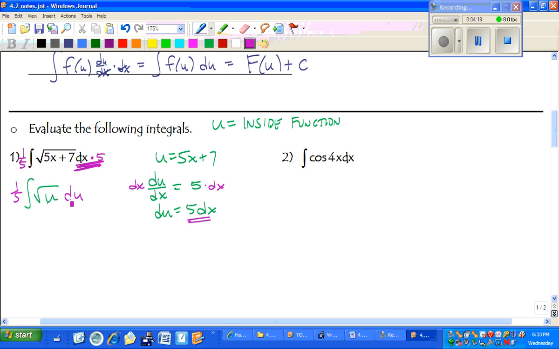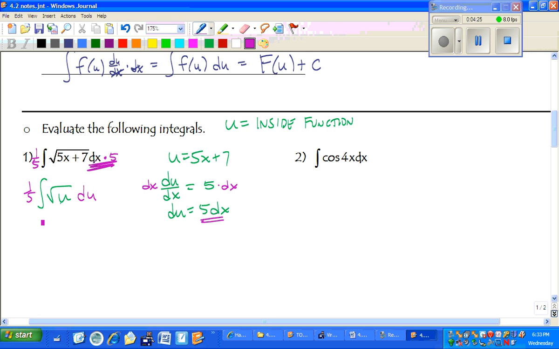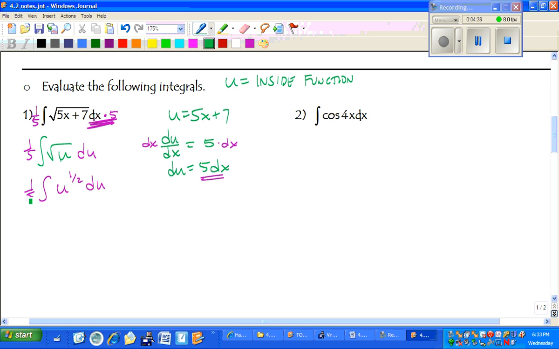Now this is all in terms of u. This is something we can do the antiderivative of. This is 1/5 times the antiderivative of u to the 1/2 du. Remember, these have to match up in order to be able to do the antiderivative. So this 1/5 is staying outside in front. For u to the 1/2, we're going to have to add 1 to the exponent, so we get u to the 3/2 times the reciprocal of that. And don't forget plus c. So we end up with 2/15 times u to the 3/2 plus c.